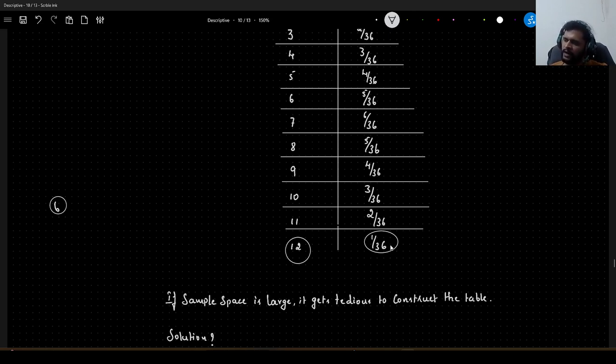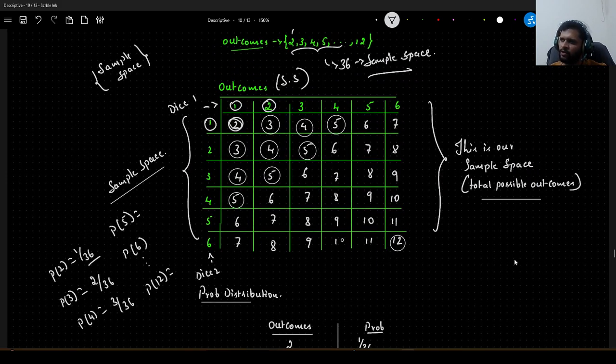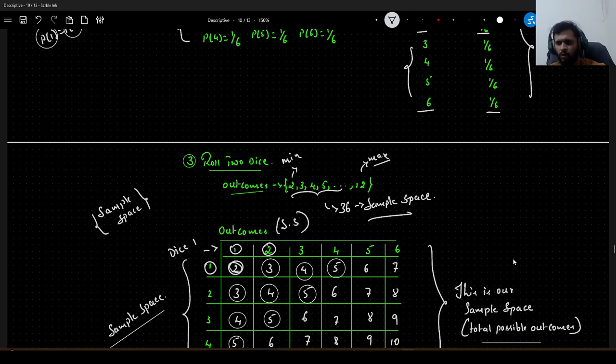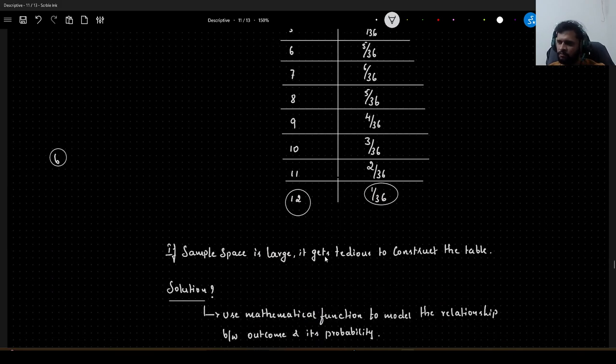So provided we have constructed this, what happens if we roll 3 dice? What happens if we roll 4 dice? The sample space will be increasing exponentially, and constructing this type of probability distribution gets to be a difficult and tedious job. Okay. So what's the solution for that?